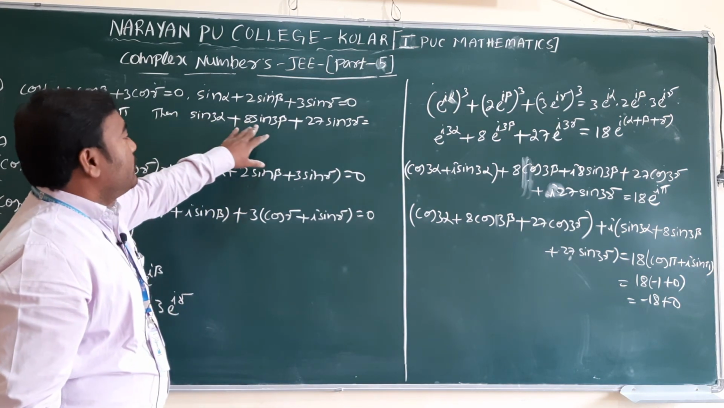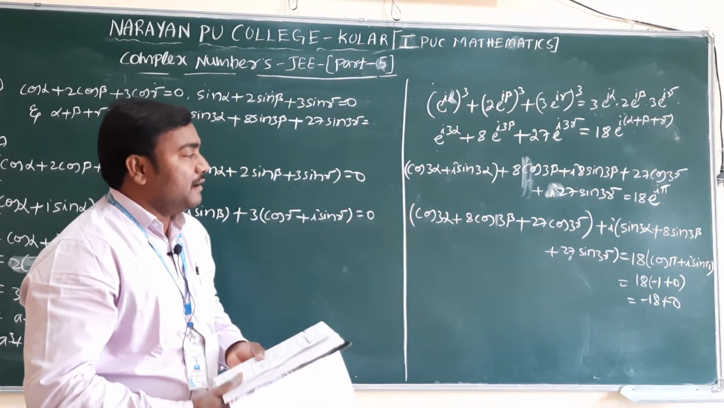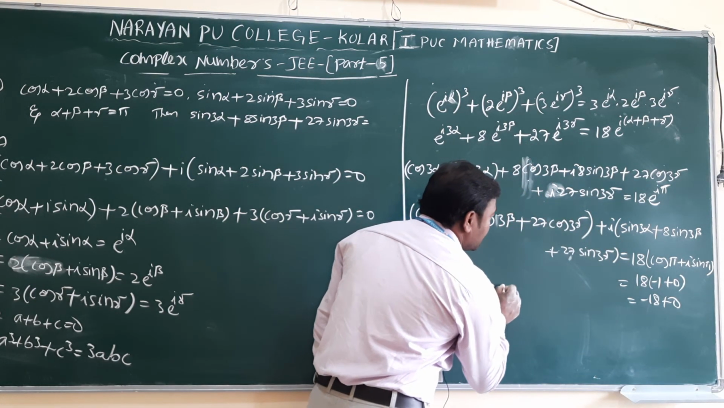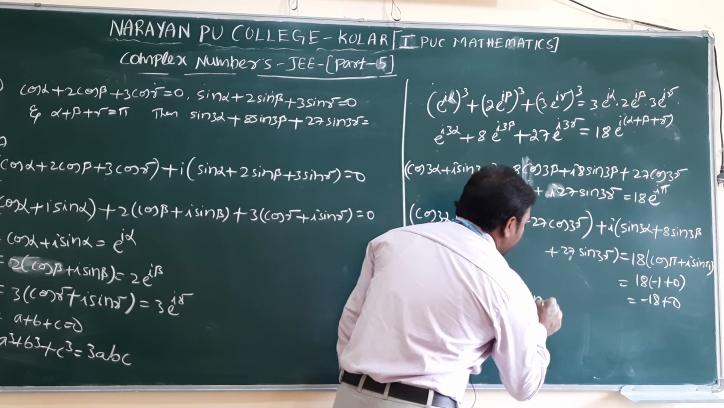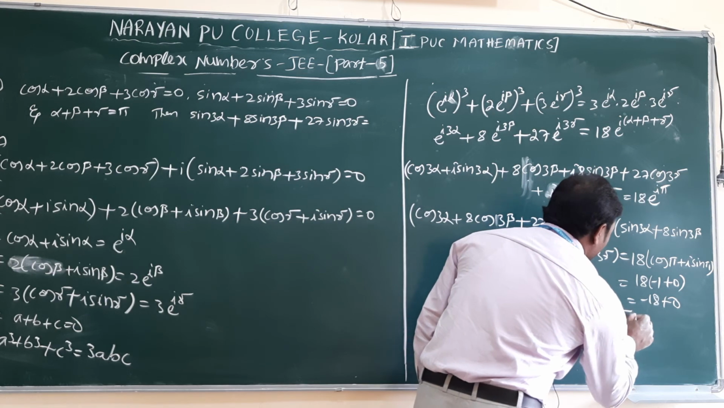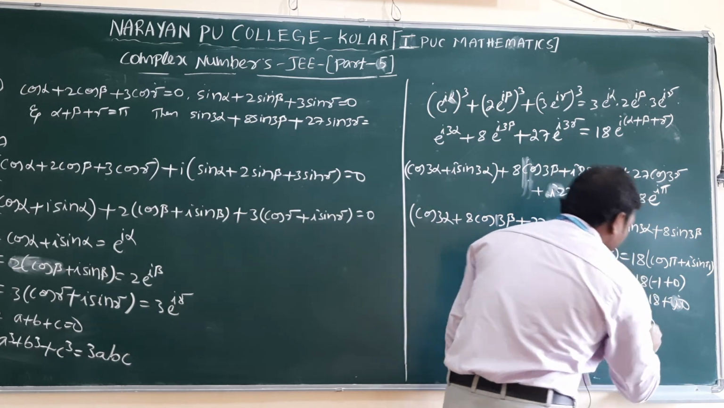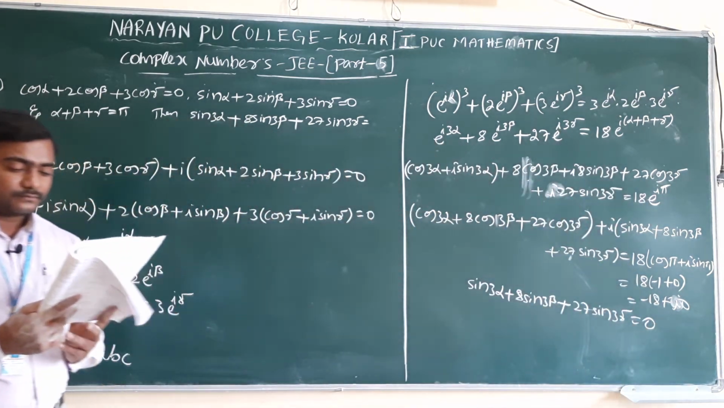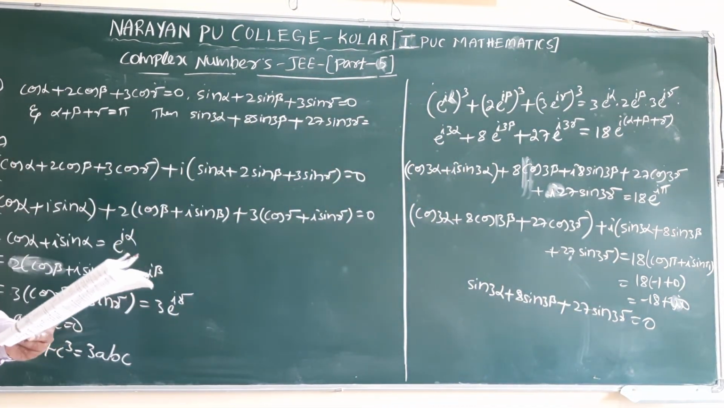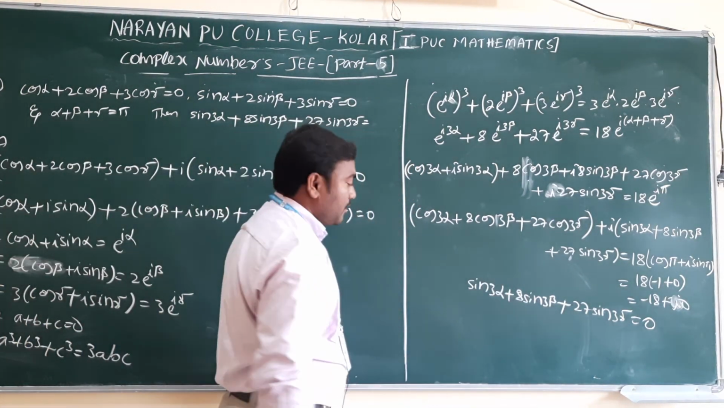Now what value do we want? Only sin 3 alpha plus 8 sin 3 beta plus 27 sin 3 gamma. We have to compare the imaginary parts here. So the imaginary part, sin 3 alpha plus 8 sin 3 beta plus 27 sin 3 gamma, is equal to i into 0, here 0. So we get only the value 0, option B is the correct option.